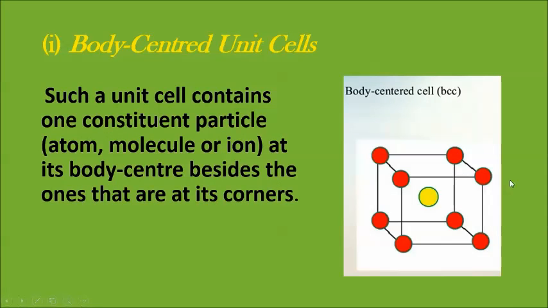Now, you can see in this diagram, first the red balls, which represent the simple cube, that is, 8 corners with 8 constituent particles. Along with that, the cube center part, the body, has this yellow particle. This is present at the center of the cube, that is, the body of the cube. Only one particle is extra compared to the simple cube. Then we can name it as a body centered cell or BCC.